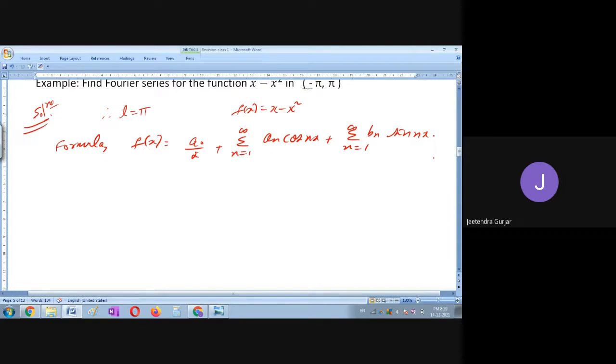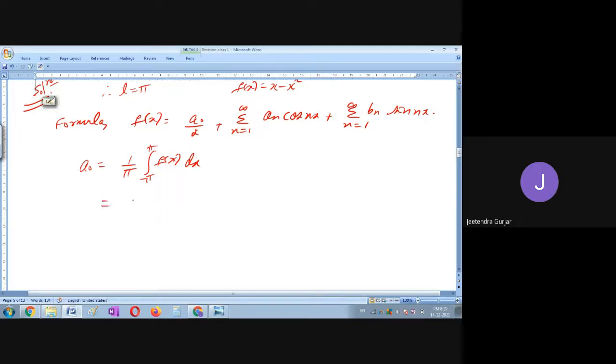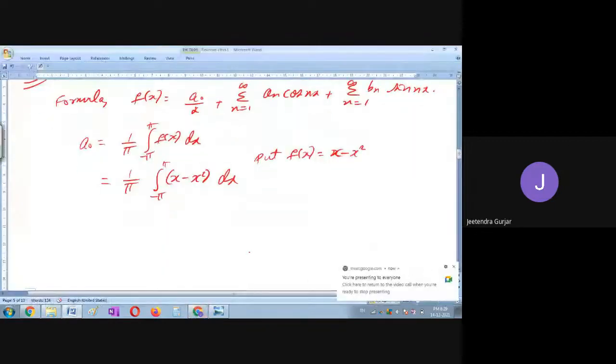Okay, so we'll just solve a naught. Everybody must solve this. As I told you to remember, L is equal to pi. So a naught is 1 upon pi integral minus pi to pi f of x dx. So just simplify this integral, students, quickly. First take the function here, 1 upon pi integral minus pi to pi. Here put f of x is equal to x minus x square, so I will put x minus x square dx. Is it clear, students? Please see that you're solving it correctly.